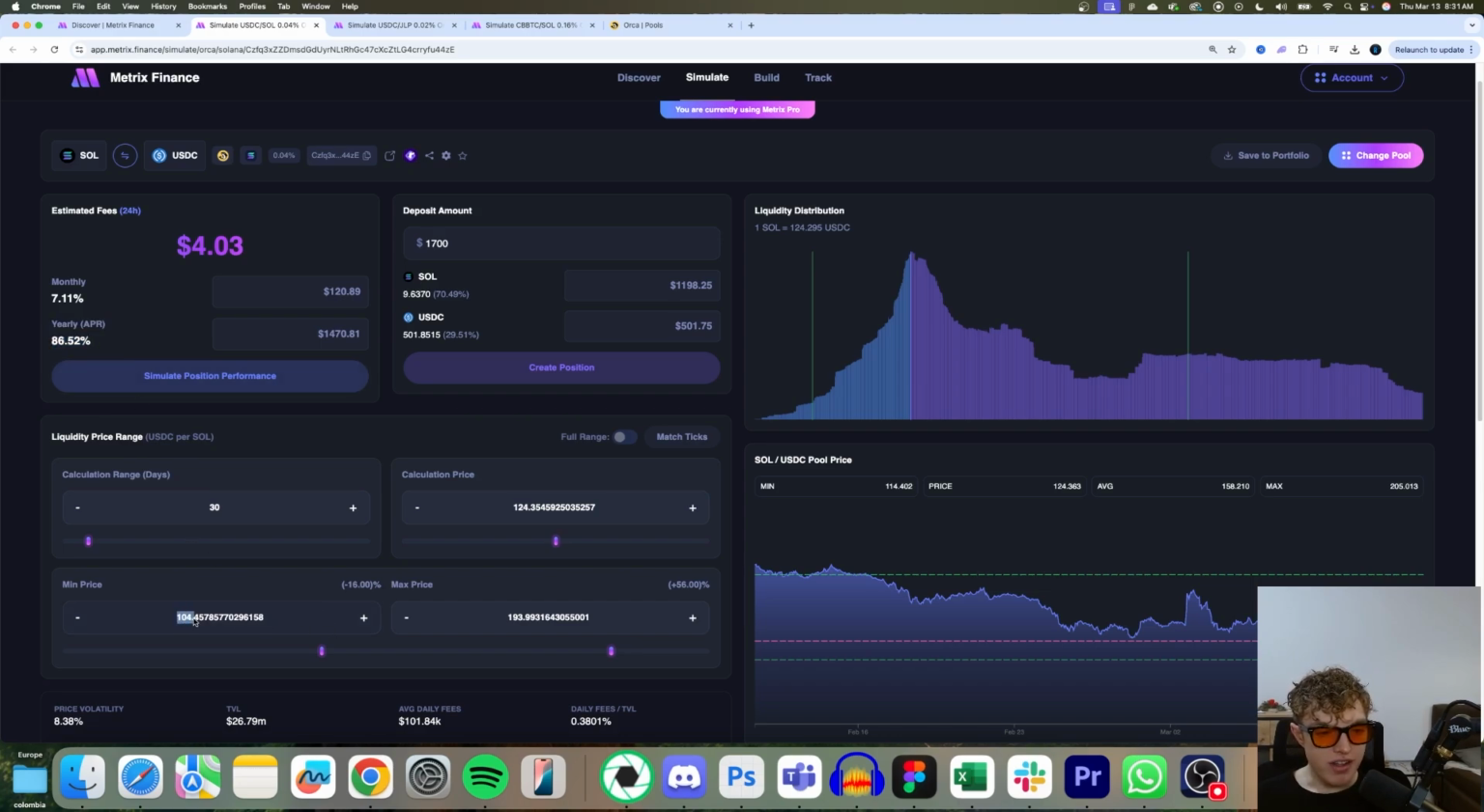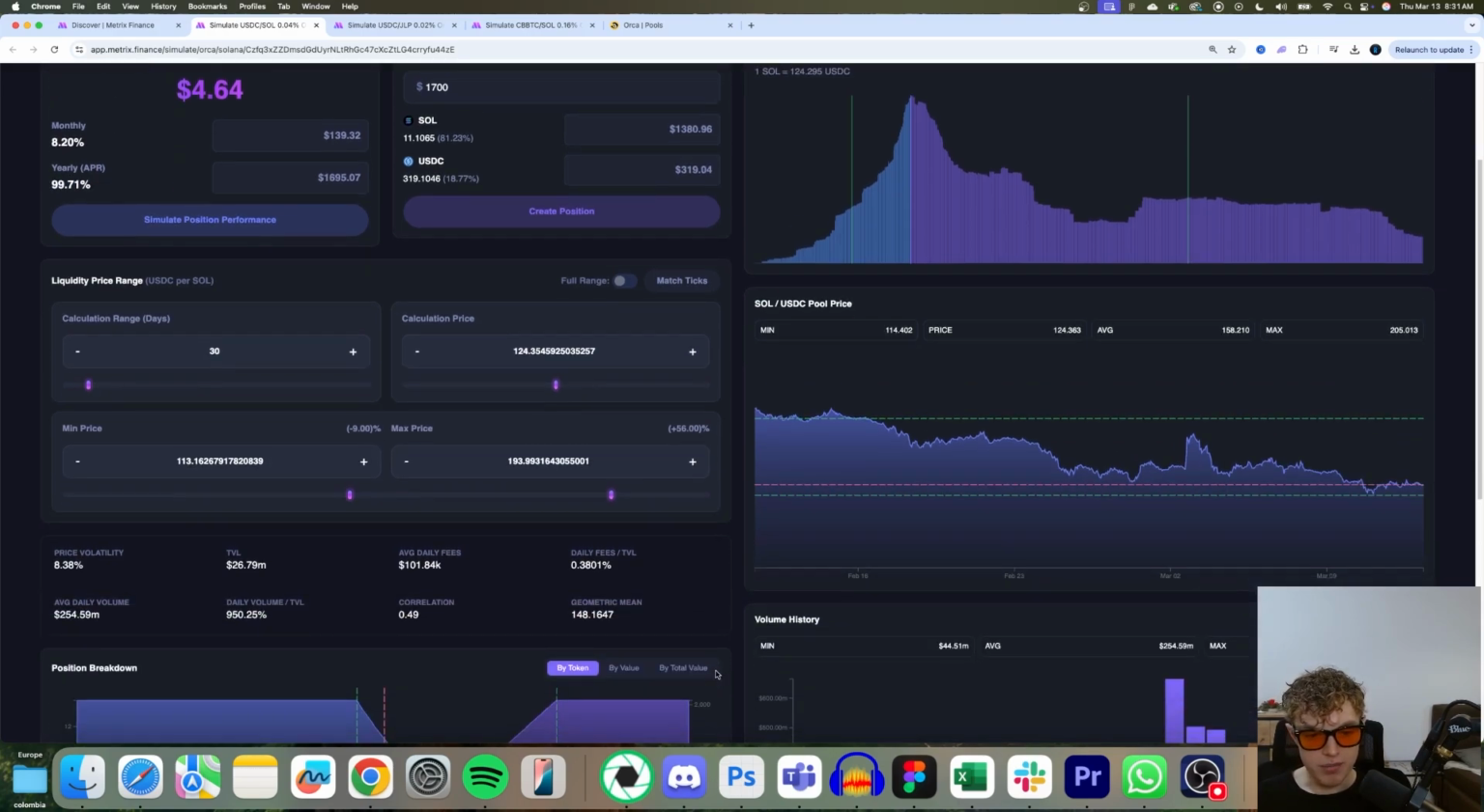I can't imagine Solana would touch 104, so I'm going to up this a bit to about 112 or something. Let's see, I'll put it at 113. Now we're getting about 99% APR. So this is looking solid. As long as Solana holds this and doesn't push lower, this could be a solid position.